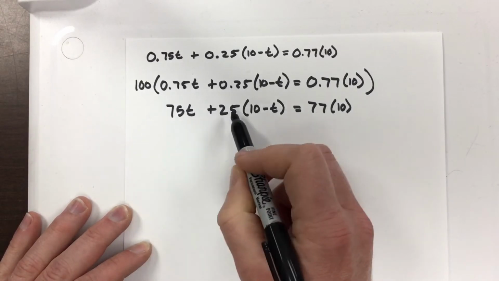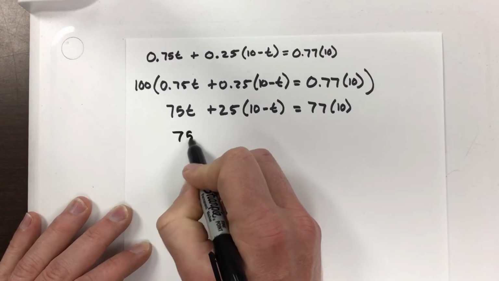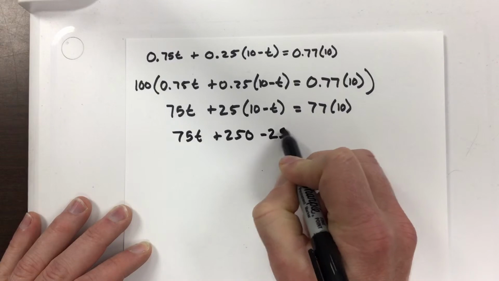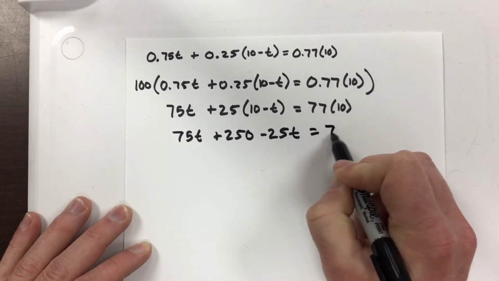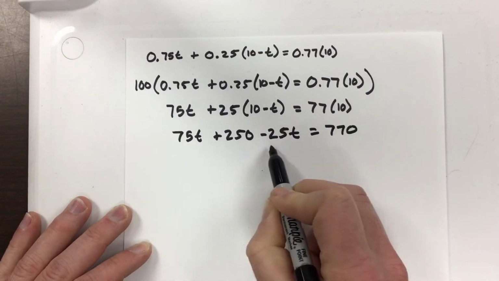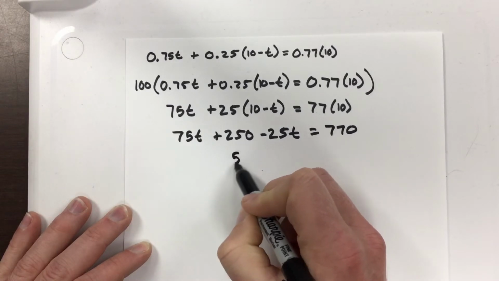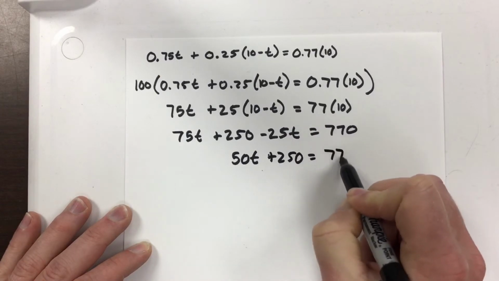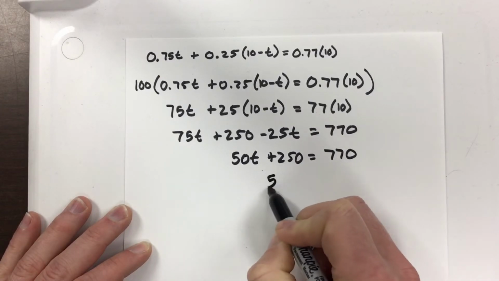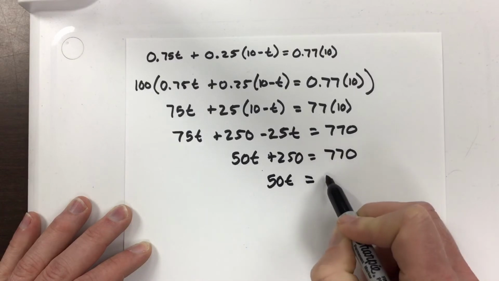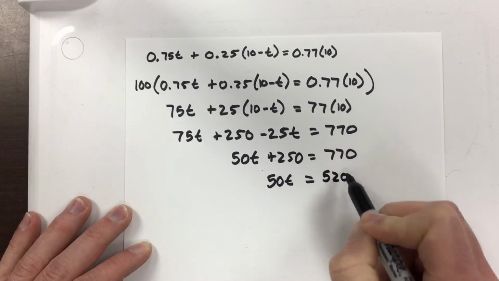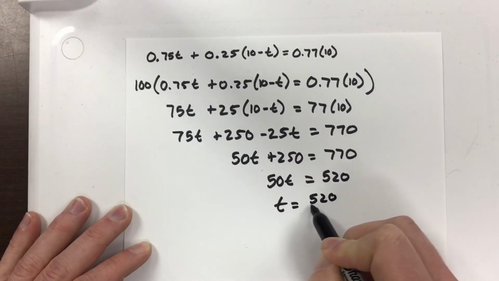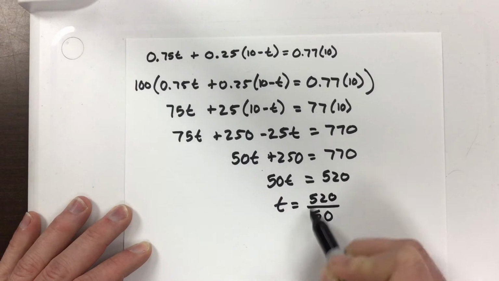After that, we can distribute, and we get 75t plus 250 minus 25t equals 770. We combine like terms, so we end up with 50t plus 250 equals 770. Subtract 250 to the other side and we get 50t equals 520. Divide by 50 and we get t equals 520 over 50. Now I need to reduce this.